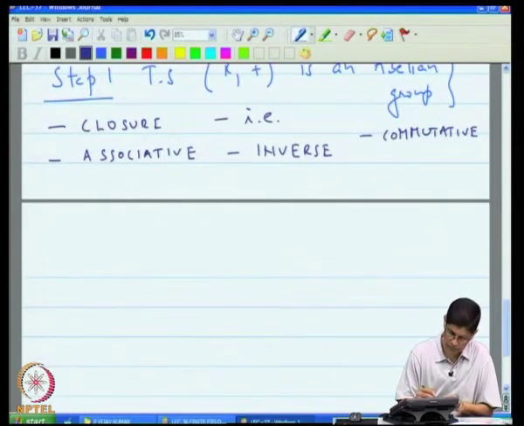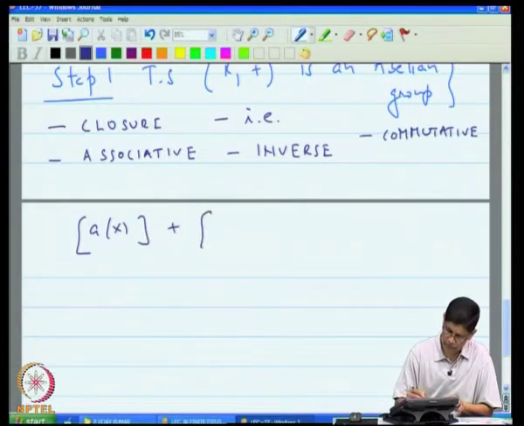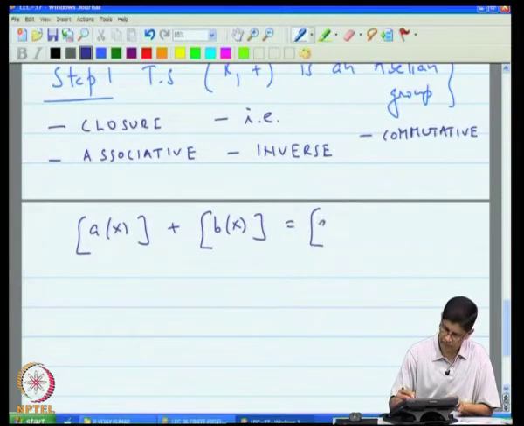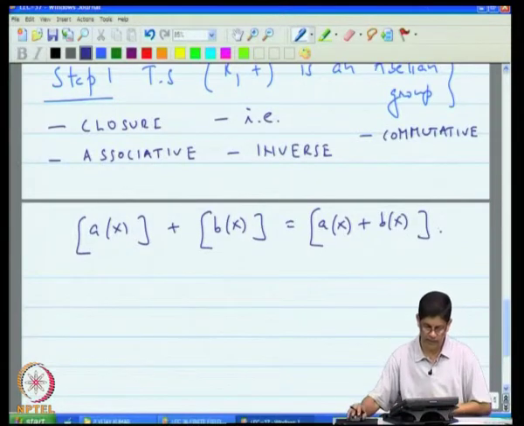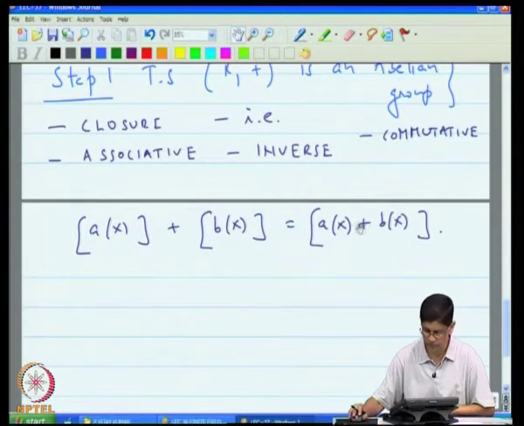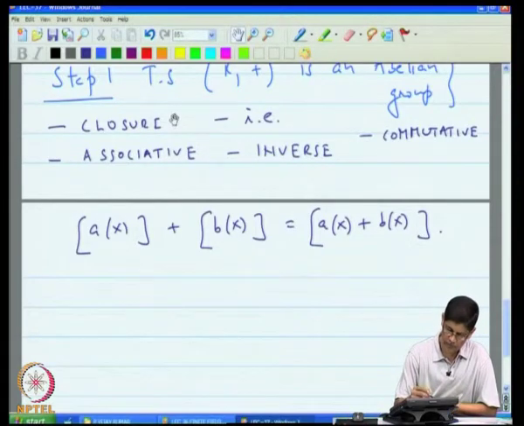So, all of this is with respect to the following operation. The equivalence class of A of x plus the equivalence class of B of x is the equivalence class of A of x plus B of x. Now, clearly this is well defined, because given any two representatives, we can construct the sum of these as polynomials. So, closure is fine, and associativity, if you take 3 of these terms, it does not matter in which order you add them. So, that is also clear. Some of these are quite obvious and I will not spend time on them.